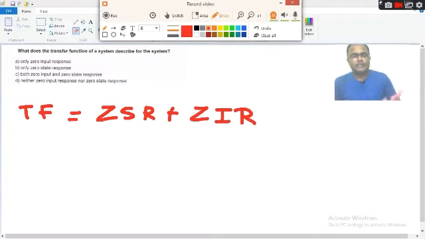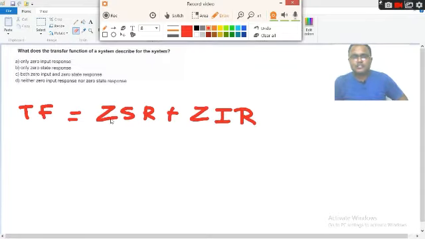Here we can find the transfer function of any LTI system in two ways. The first way is the standard procedure: the transfer function is C of S by R of S. Or, in another fashion, we first need to find the zero state response and then the zero input response.